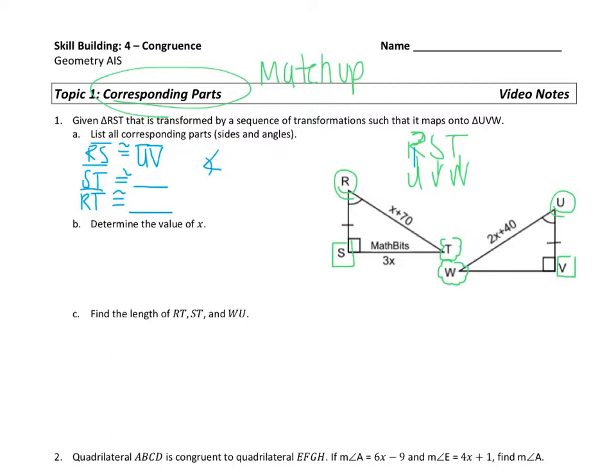Then after you fill those in, we'll talk about angles. Like angle R is congruent to angle U, because again, R maps onto U. Angle S is congruent to blank, and angle T is congruent to blank. Go ahead and fill those in and then start the video again when you finish. Check your answers with mine for question 1A.